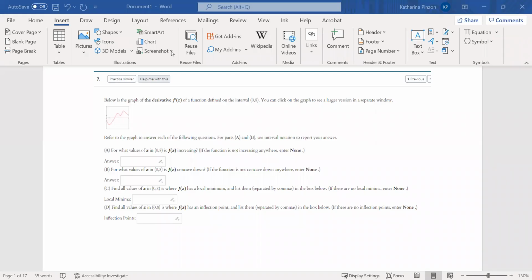Okay, 7. Below is the graph of the derivative. Oh, this picture is the derivative. This picture is the derivative. For what values of x is the function increasing? And for what values of x is the function concave down?